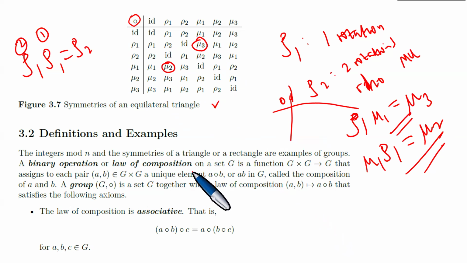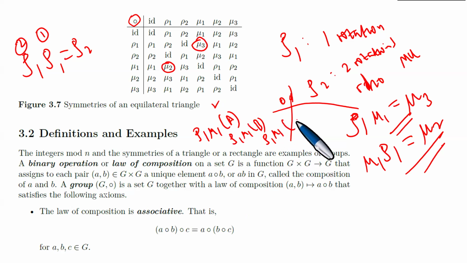As a consequence, we were able to see how these are the case. So how do you know that ρ1 μ1 is μ3? You actually test these things. You do ρ1 μ1 on A, then on B, then on C, the vertices, and you see the images, and you see exactly that it takes us to a given permutation.